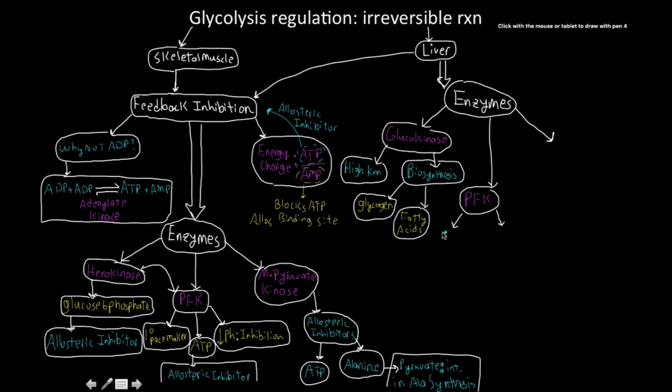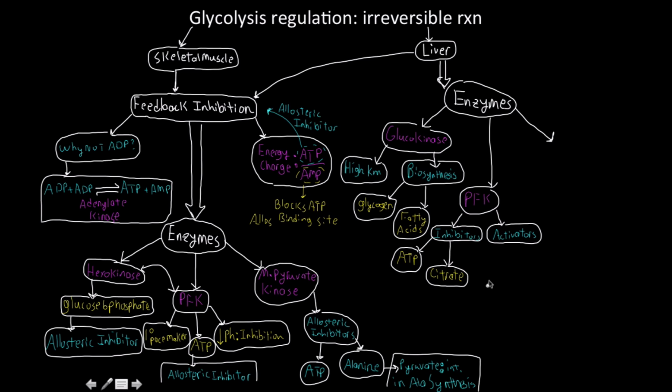So for the phosphofructokinase, I'm just going to branch this out into the activators and the inhibitors. For inhibitors, we have ATP and citrate. Depending on how much general biology you've taken, citrate is just the deprotonated form of citric acid, which is why we call it the citric acid cycle. That's where that comes from.